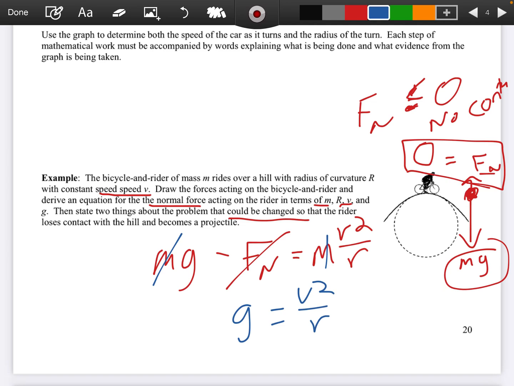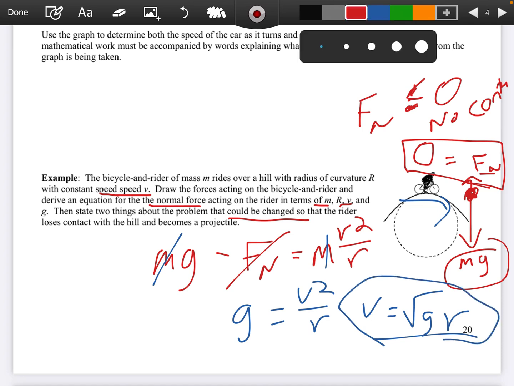Derive an equation for the normal force. Oh, this is not an equation for the normal force, is it? Well, let's keep on going. Let's get our minimum speed that we can obtain to get over this hill. v equals the square root of g times r. Okay, good. That'll come in handy, I'm sure. Now let's go ahead and get this normal force.